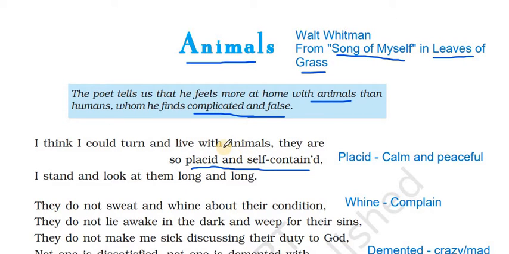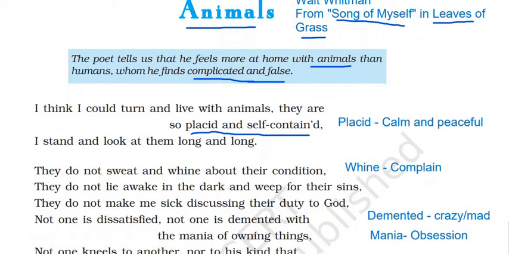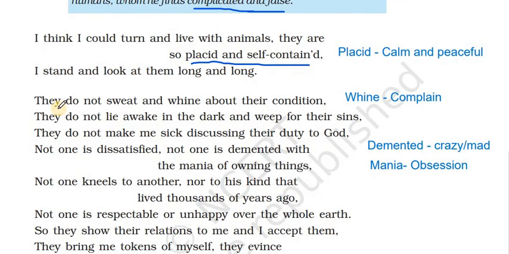At the moment when he's writing, he doesn't seem to be happy with humans because he feels that animals are more calm and they're so happy with what they have. I stand and look at them long and long. He says he keeps observing them for a very long period of time. They do not sweat and whine about their condition. Sweat refers to working hard, and whine refers to complaining. So he says they do not complain about their condition. They are happy with what they have, unlike the humans who are always cribbing, complaining, not happy, always negative. So he brings about the human perspective, the things that humans go through, what he sees.